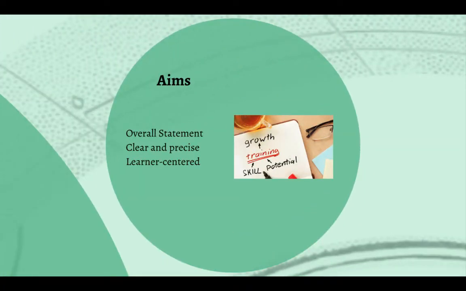Aims are overall statements of what you hope the training event will achieve. Writing learning aims is a fairly straightforward process. Keep your language clear and precise and try not to have too many little aims. Avoid ambiguity or aims that might be open to interpretation. The aim should also be learner-centered, so that the training can be structured in such a way to meet the aim of the training for the individual learner.